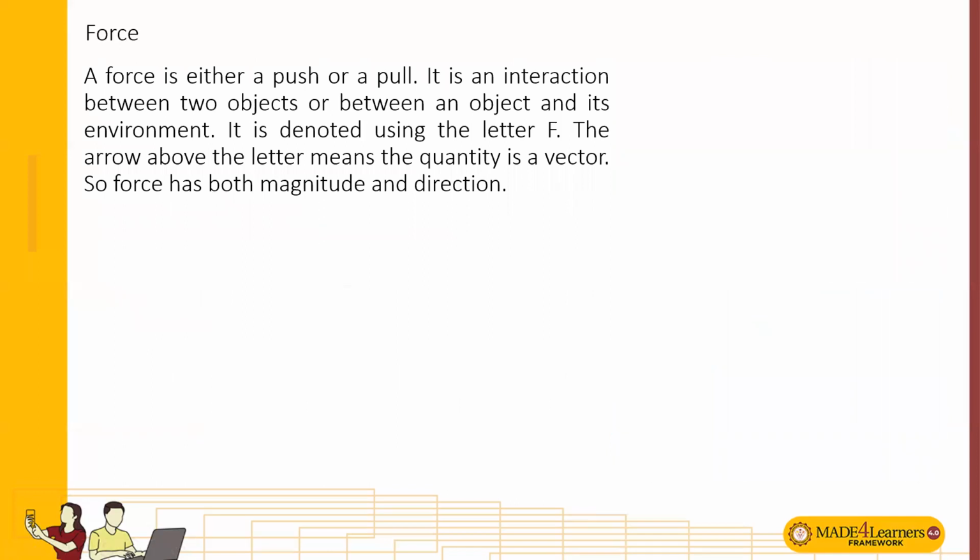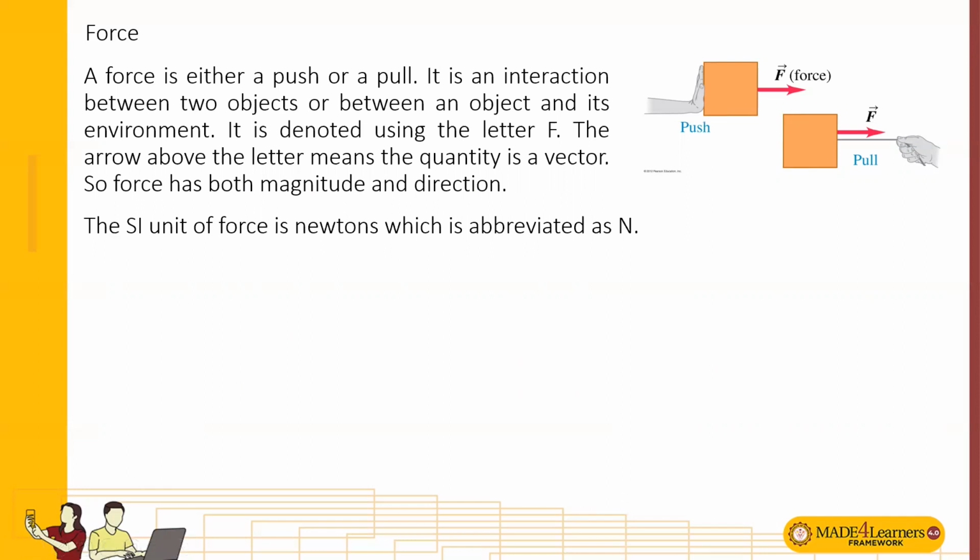So let's begin with the definition of force. It's either a push or a pull. We use the capital letter F to denote this vector quantity. Since it's a vector quantity, it has both magnitude and direction. Its unit is the newton, from, of course, Isaac Newton. Its abbreviation is capital letter N. So 1 newton is equal to 1 kilogram meter per second squared.